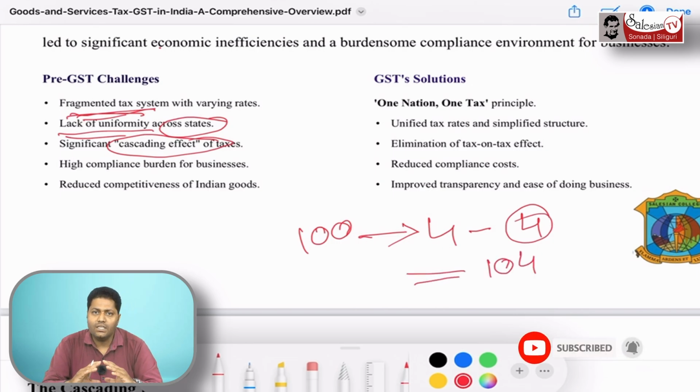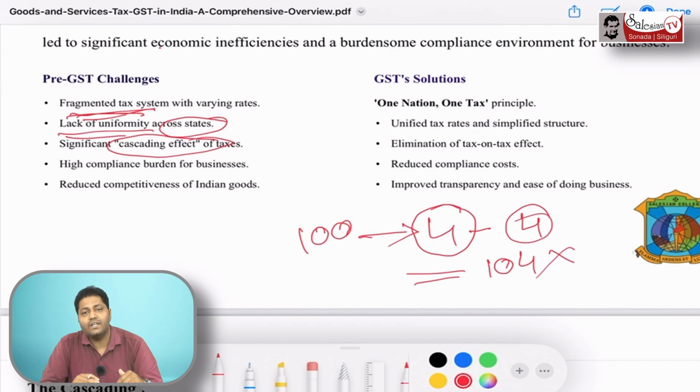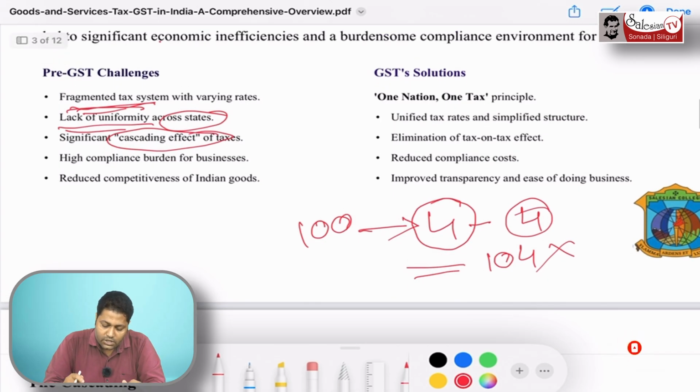Now if another seller sells the goods, the tax will be charged on 104 rupees. Don't you think 4 rupees has already been paid as tax, and on that 4 rupees extra tax is charged again? That means it's tax on tax. That's the cascading effect, which GST has replaced, so the goods become cheaper. Now we will go to the next one, that is, what was the solution then?